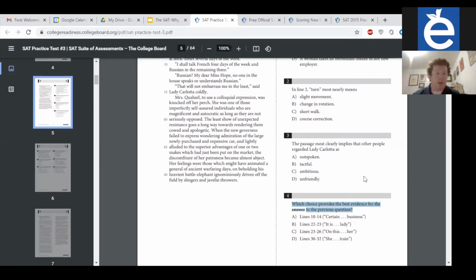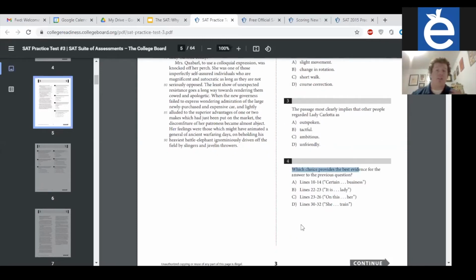When you have a question like this, in a counterintuitive way, we are going to approach question 4 first. It's counterintuitive because we're picking the evidence that best supports an answer that we haven't given yet. The reason we're going to do this is because we can narrow down what evidence is appropriate. When we narrow down what evidence is appropriate, if we can get down to one piece of evidence, that's going to give us our answer automatically to the previous question.